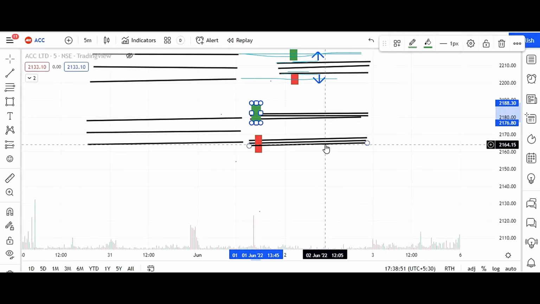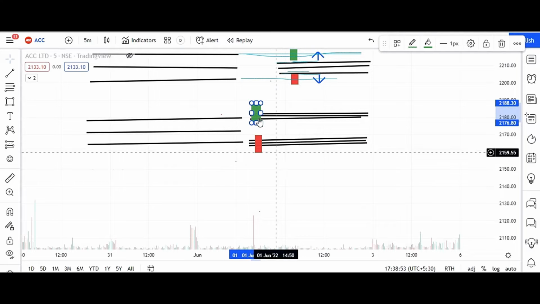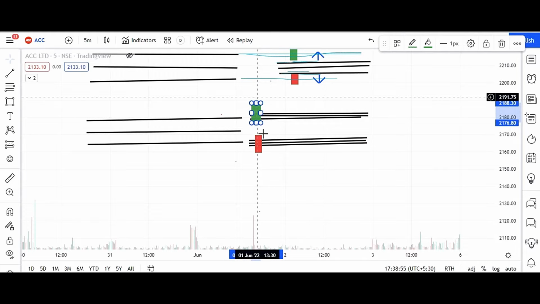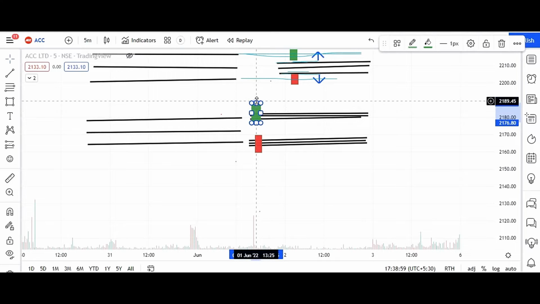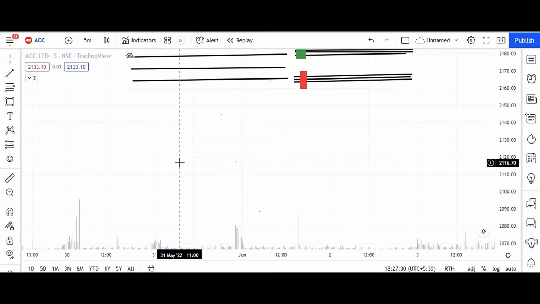Okay, remember these points. Then you can plan your entries for upside for buy opportunity and downside for the short opportunity. Wait for the breakout candle of 5 minutes. This is about special case 2 inside CPR pattern. Let's move to special case 3 inside CPR pattern.